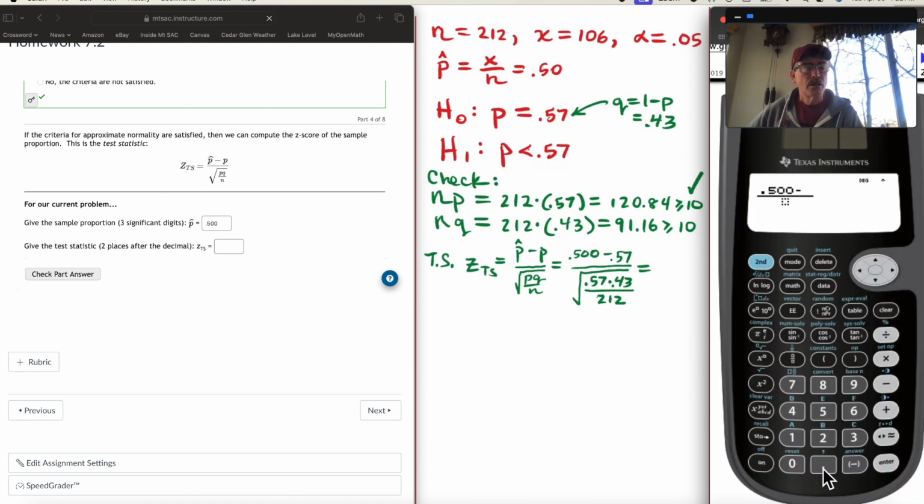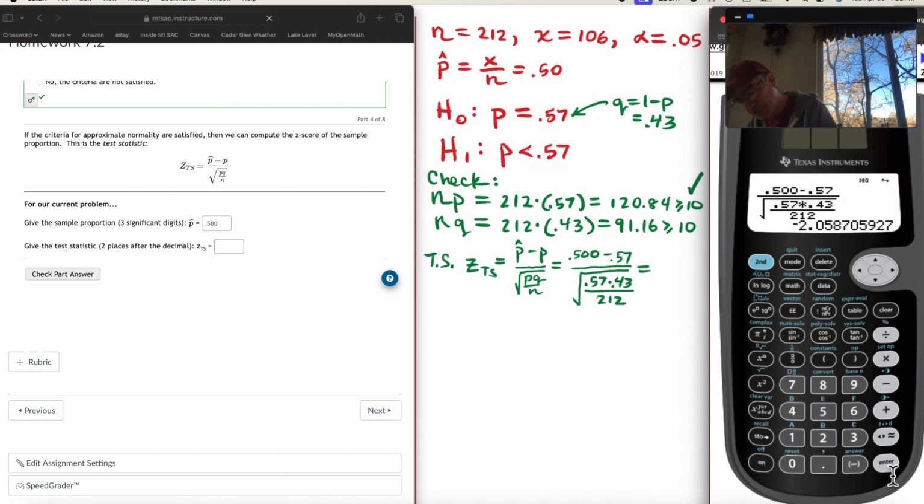Minus 0.57 over square root, fraction inside p is 0.57 times q 0.43 over n 212. Okay, fingers crossed here. So this one they want you generally to 2 places. We're going to have to go with negative 2.06.